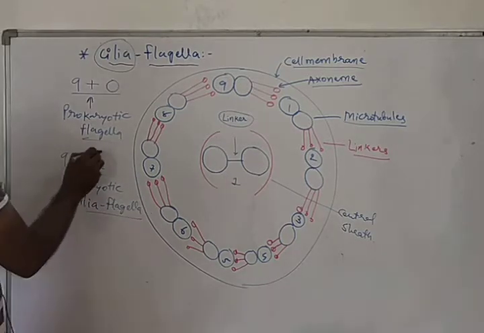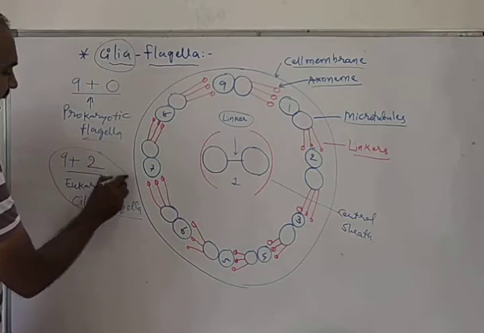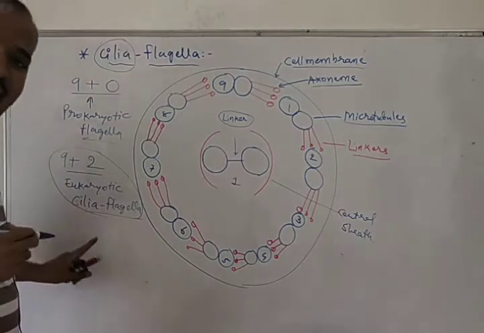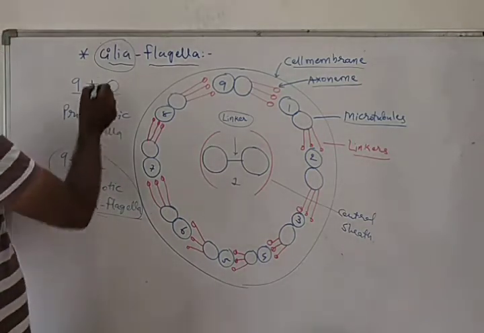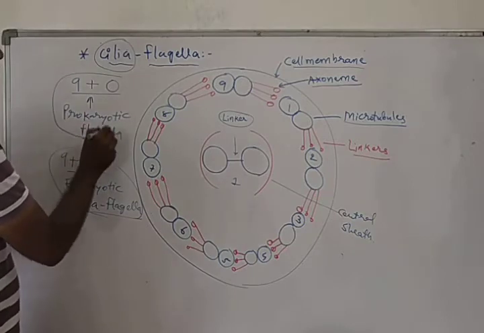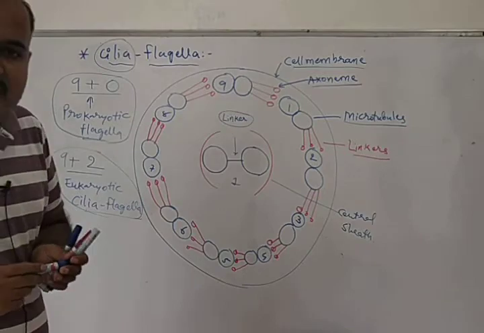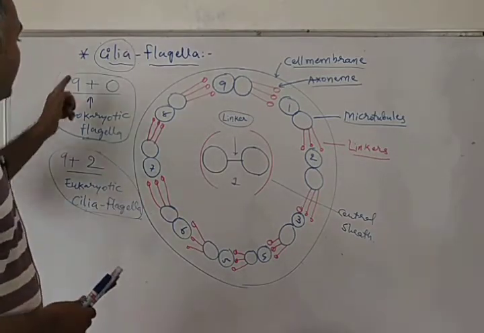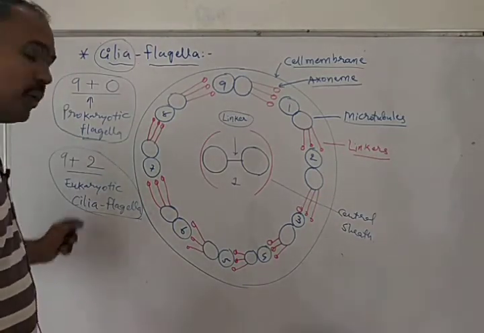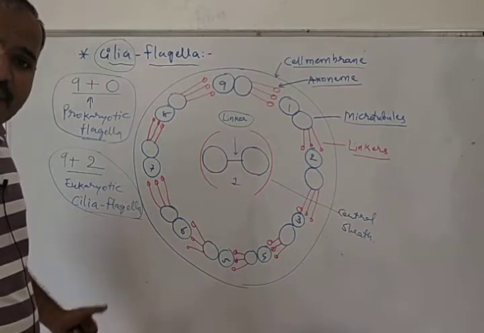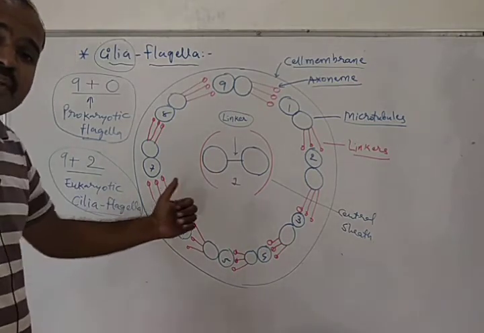Okay, so eukaryotic cilia and flagella have a 9 plus 2 arrangement, but prokaryotic flagella will have a 9 plus 0 arrangement. Prokaryotic flagella will have which type of arrangement? 9 plus 0. Eukaryotic cilia and flagella will have which type of arrangement? They will have 9 plus 2.